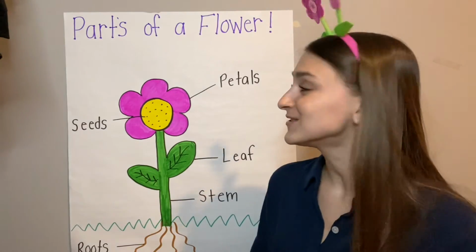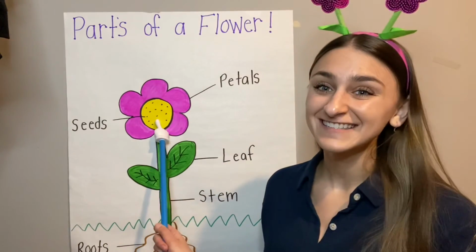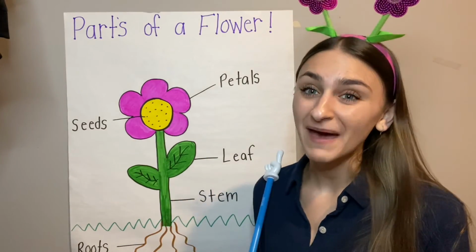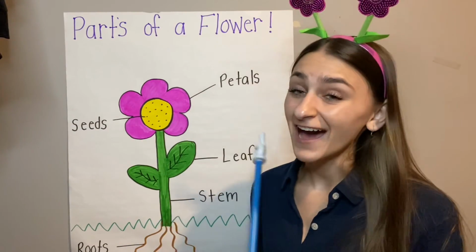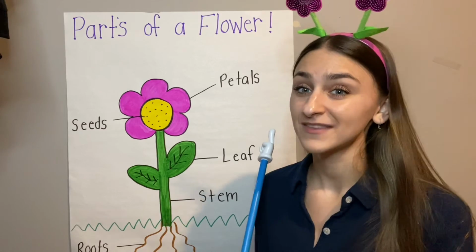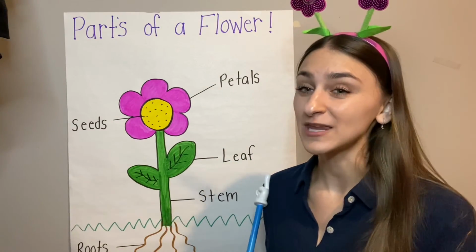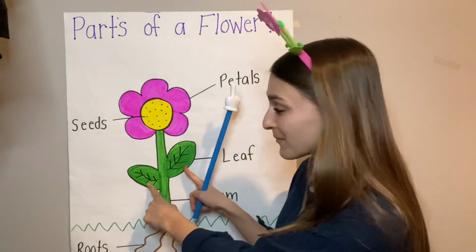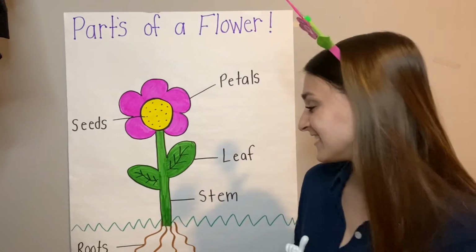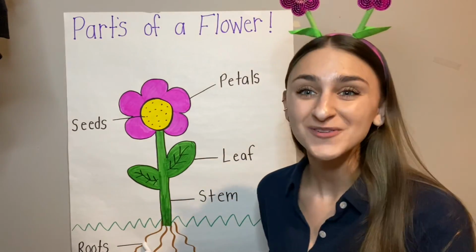Okay, can you point to the seeds and say seeds? Can you point to the petals and say petals? Now, can you point to the long stem and say stem? And now, can you point to both leaves and say leaf? Both leaves. And can you point to the roots and say roots?